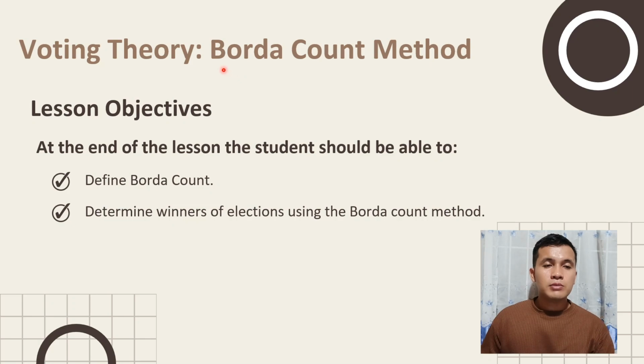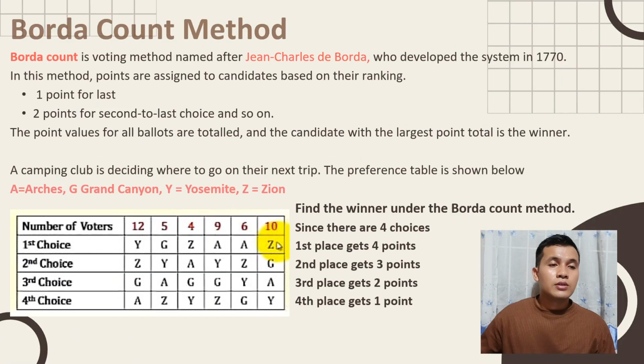In this lesson, we will be discussing all about the Borda count method in voting theory. So here we will define Borda count and then determine winners of elections using the Borda count method. Borda count is a voting method named after Jean-Charles de Borda, who developed the system in 1770.